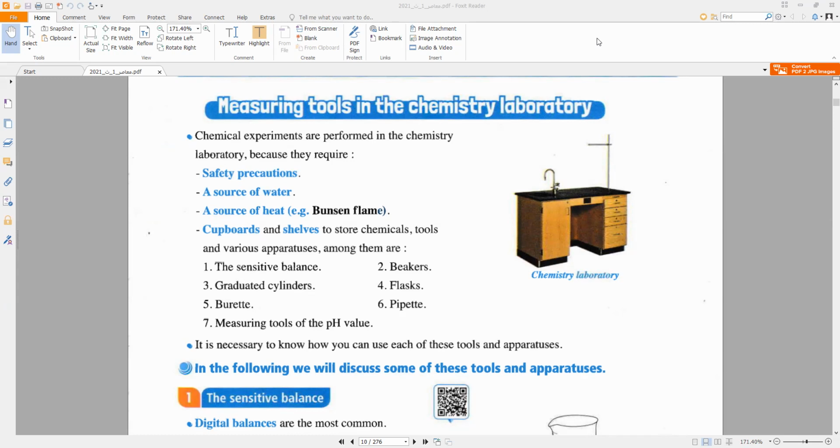Any chemical experiment is carried out in the lab because in the lab we find safe application, a source of water, a source of heat, covers, and shelves to store filters. So any chemical application must be carried out in the lab, not in class.